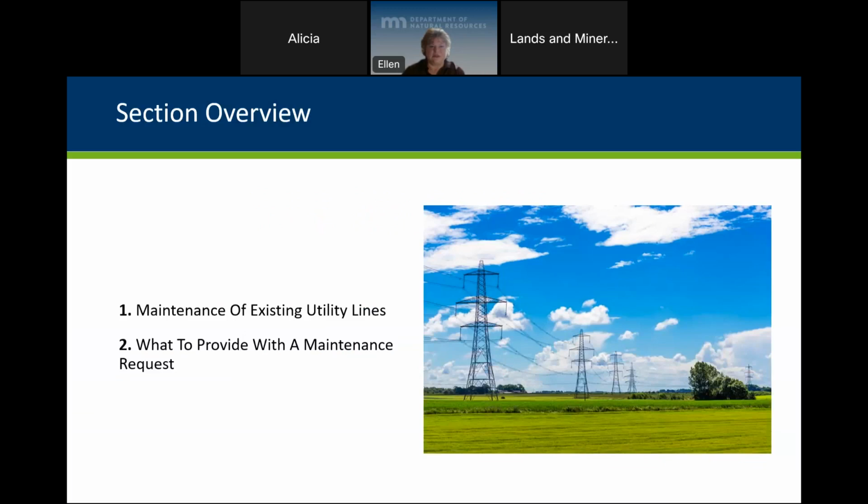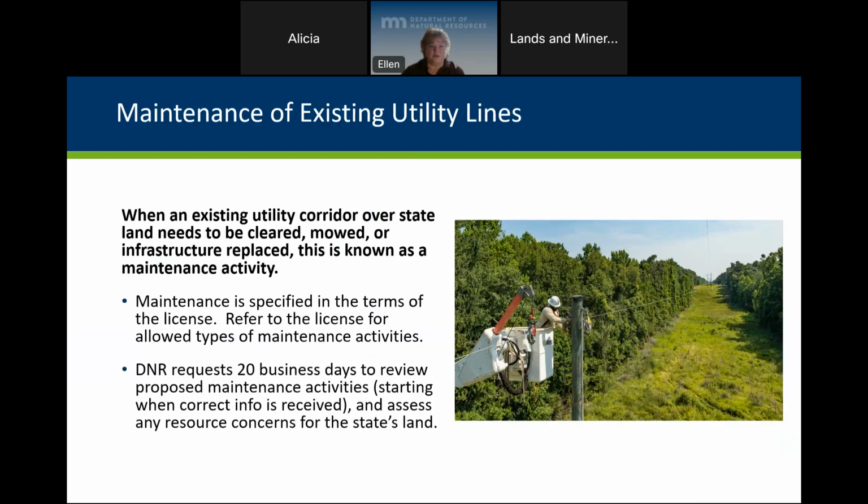In this section, we will be talking about maintenance of existing utility lines and what to provide with a maintenance request. When an existing utility corridor over state land needs to be cleared, mowed, or the infrastructure replaced, this is known as a maintenance activity. Maintenance is specified in the terms of the license. Refer to the license for allowed types of maintenance activities.